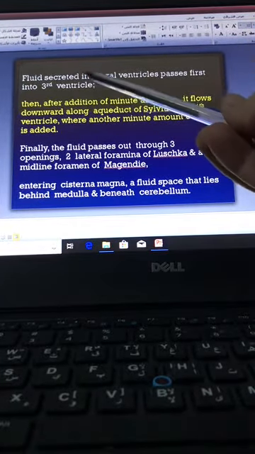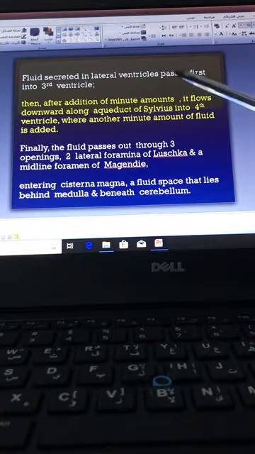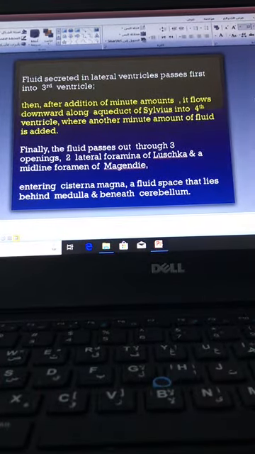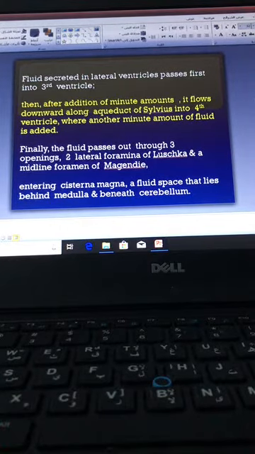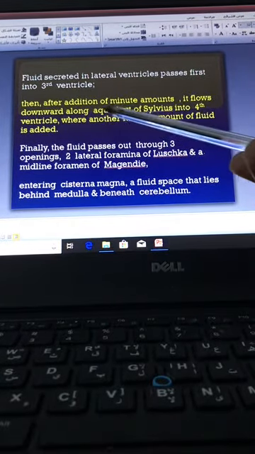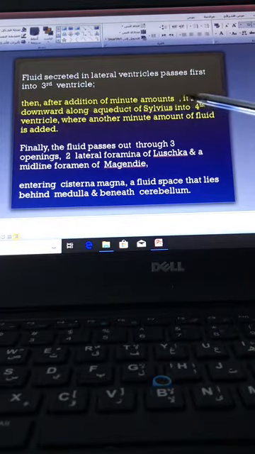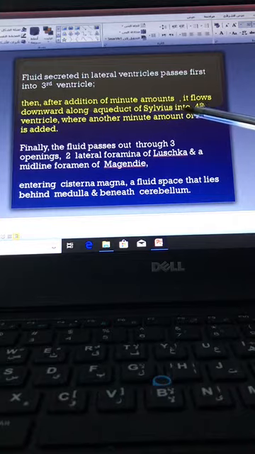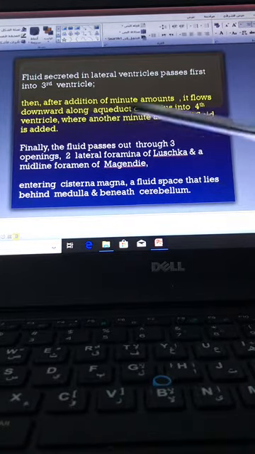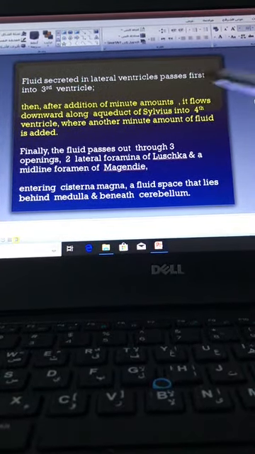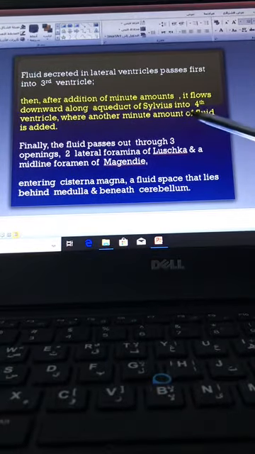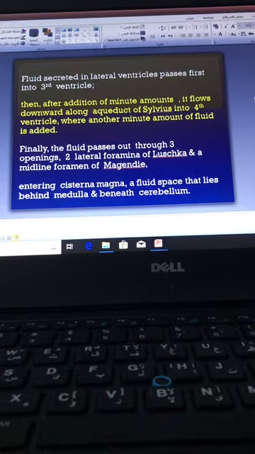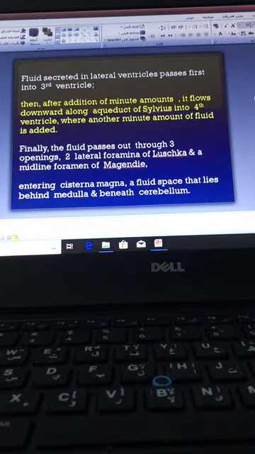The fluid secreted in the lateral ventricles passes first into the third ventricle. يعني من lateral ventricles باتجاه third ventricle. Then after addition of minute amounts it flows downward along the aqueduct of Sylvius into the fourth ventricle, where another minute amount of fluid is added. يعني كل ما يمر بventricle تنضاف كمية جديدة من CSF.